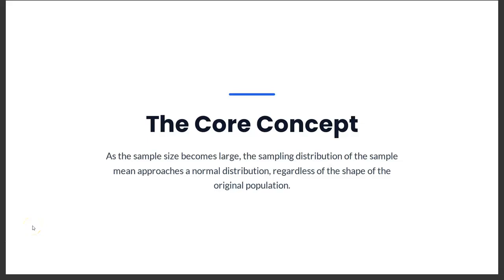The core concept is that as our sample size becomes large, the sampling distribution of the sample mean will approach a normal distribution. The most powerful part of this theorem is that it holds true regardless of the shape of the original population.